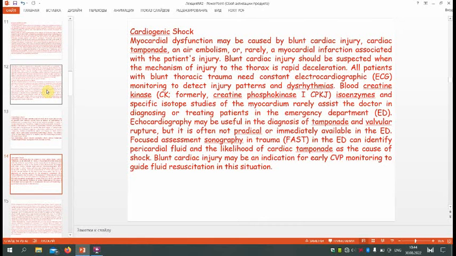Echocardiography may be useful in the diagnosis of tamponade and vascular rupture, but it's often not critical or immediately available in the emergency department. Focused assessment sonography in trauma in the emergency department can identify pericardial fluid and the likelihood of cardiac tamponade as the cause of shock. Blunt cardiac injury may be an indication for early CVP monitoring to guide fluid resuscitation in this situation.